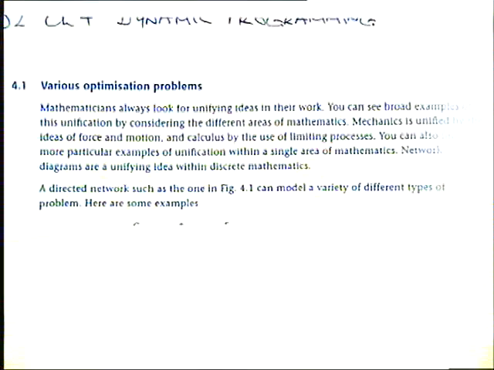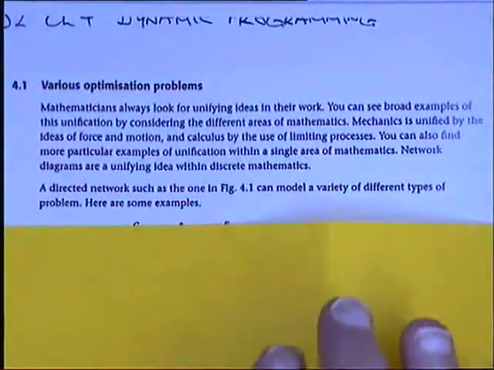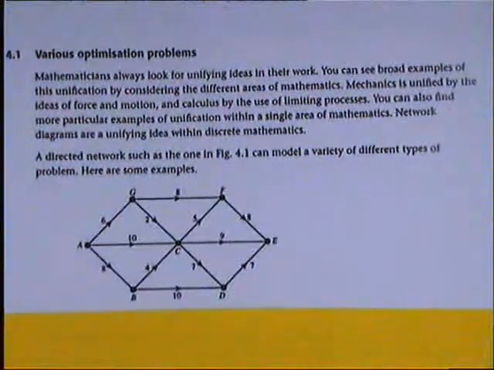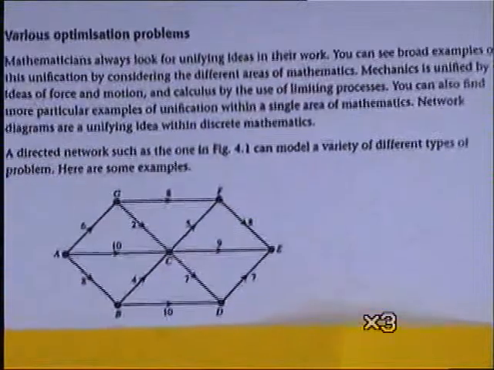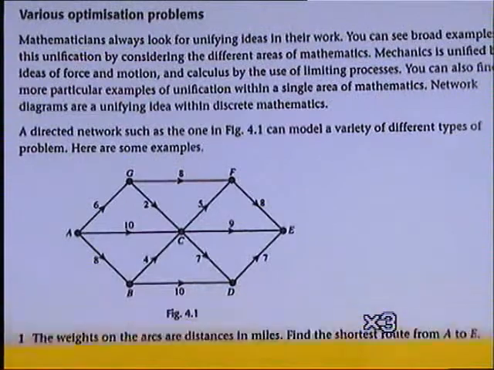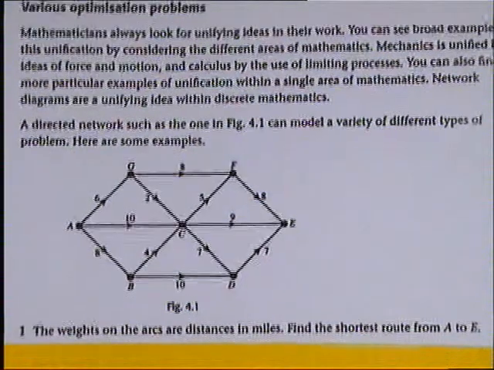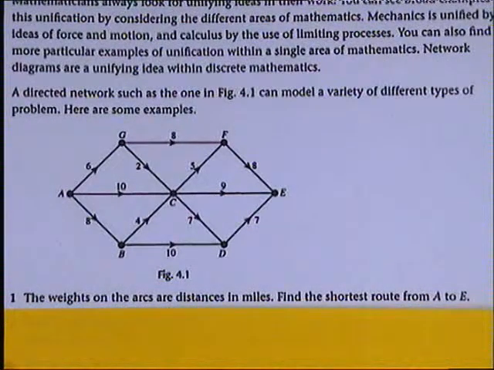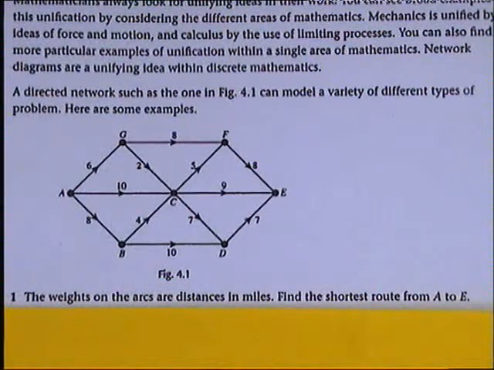The major thing in decision maths and this sort of maths that we're looking at the moment is a very powerful technique. It can be used in lots of different sorts of problems. What they're looking at here is this network. You haven't got to see all the numbers at the moment, but that is a directed network. And they're saying one problem could be, they're all distances in miles. Find the shortest route from A to E.